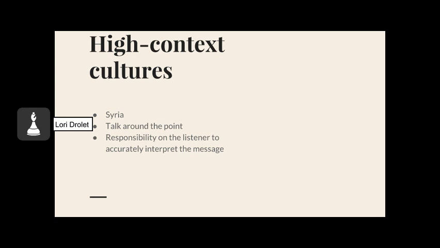However, in a high context culture like Syria, meaning is embedded in the context of what is being spoken. The listener is the one responsible to decipher what is being said. Hall, 1976, explains that in a high context culture, the speaker will more likely talk around the subject. Therefore, the listener will need to put the pieces together in order to fully understand what is being said. In a high context culture, language is more abstract and embellishments are valued.